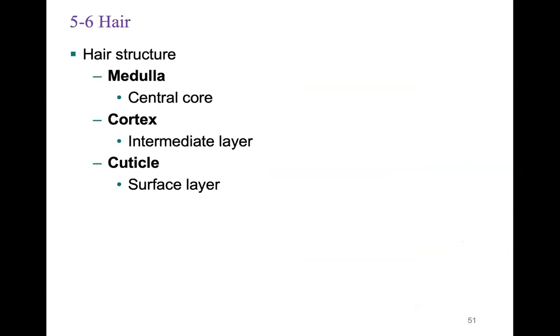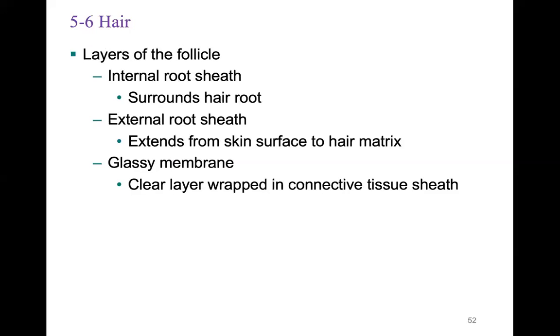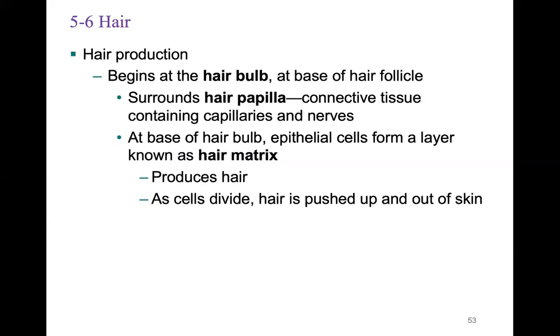So looking at the general structure of hair, the medulla is your central core. The cortex is the intermediate layer, and then we have our cuticle, which would be this layer that we find on the surface or outer layer. The internal root sheath, these are layers that we typically find in the hair follicle. The internal root sheath will surround the hair root. The external root sheath will extend from the skin surface to the hair matrix. And then there's what we refer to as a glassy membrane. This glassy membrane will be a clear layer that is wrapped in connective tissue. And that's really for protection.